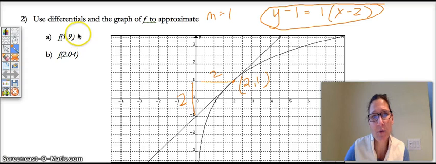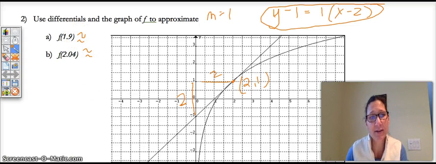So we're going to use this tangent line right here to approximate the value of f of 1.9 and f of 2.04. So we're going to put little approximation symbols for those. So I'm going to hit pause right now to just give myself some time. You guys go calculate them too, and let's see if we come up with the same answer.